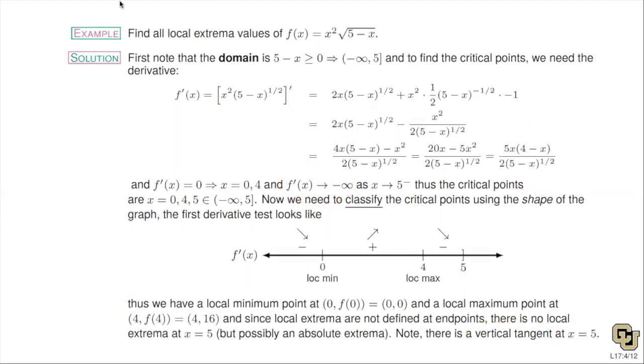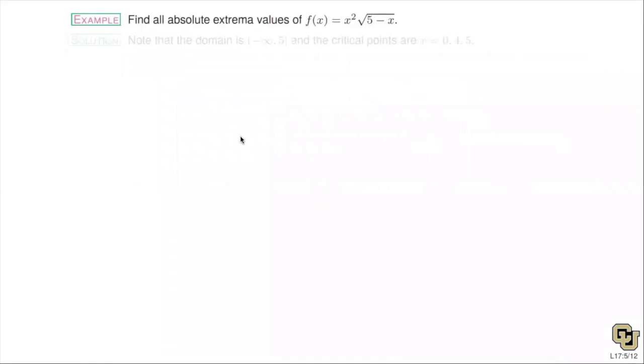I think it's really important to compare these local extrema problems with absolute extrema problems. So I want to now find the absolute extrema of this very function: x squared times the positive square root of 5 minus x. For absolute extrema, the method is totally different. We're not going to check the shape of the function, or if it's increasing or decreasing. We're going to check the actual y values at the critical points and the endpoints of the domain.